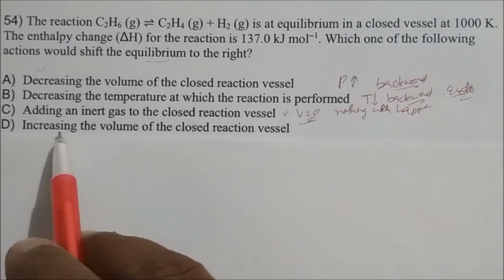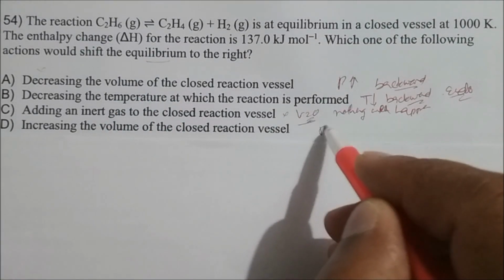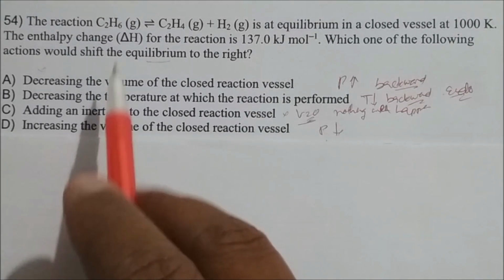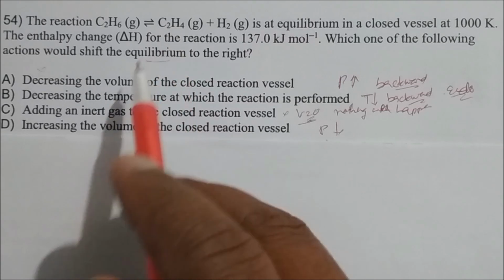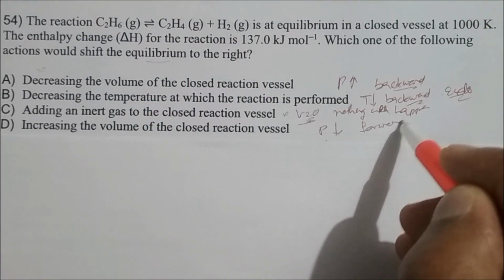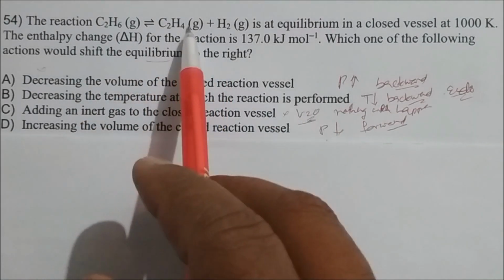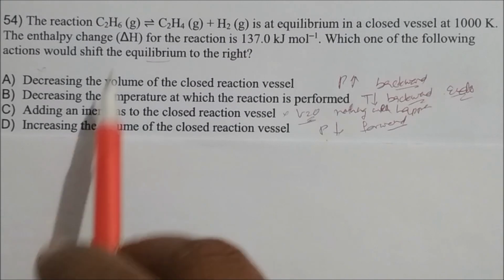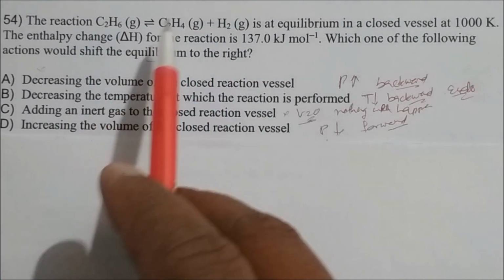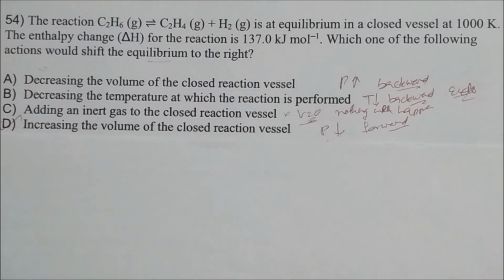Now increasing the volume: if you increase the volume, what will happen? Pressure will definitely decrease. When pressure decreases, the reaction goes in the direction where the number of moles is more. So it will go in the forward direction, because in the forward direction there are 2 moles. If you increase the pressure, it goes backward. If you increase the volume, it will go in the forward direction because pressure decreases. So our answer is D, the correct answer.